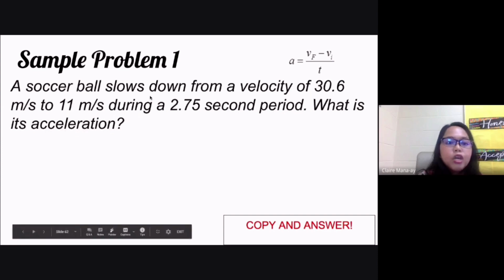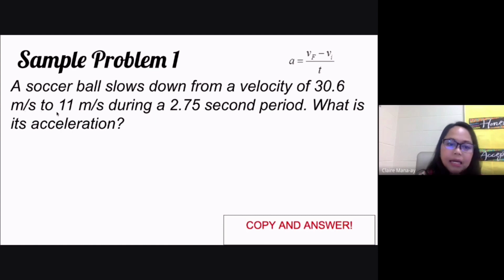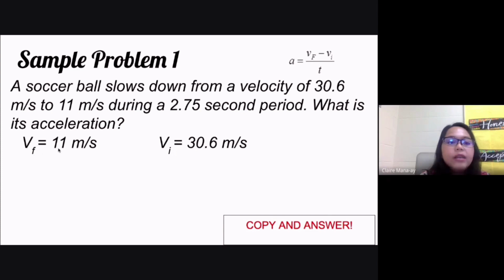Take a look at your sample problem here. You have a ball that slows down from a velocity of 30.6 meter per second to 11 meter per second during a 2.75 second period. What is its acceleration? So in our calculations here, final velocity is 11 meter per second and initial velocity is 30.6 meter per second. So that means you need to analyze the problem whenever you read it. Whenever you see a first quantity there, that does not mean that it should be your initial velocity. You need to read the problems carefully.